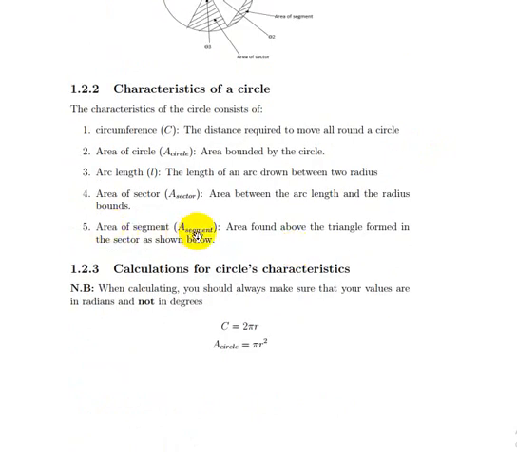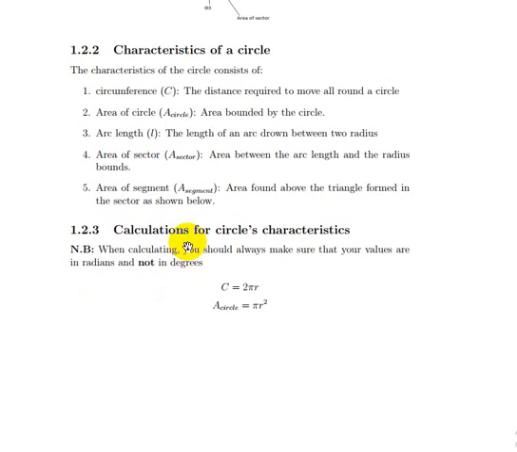So these are the different characteristics of the circle. Now, how do you calculate the different characteristics of a circle? So, calculation of a circle's characteristics. We start with the first calculation, which is the circumference.